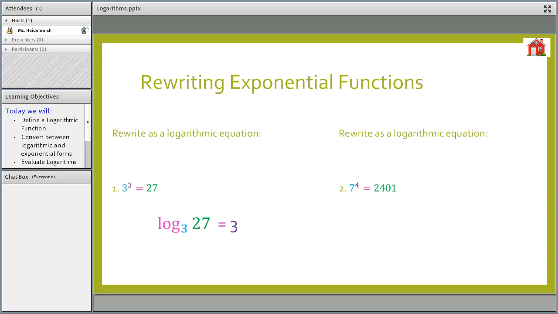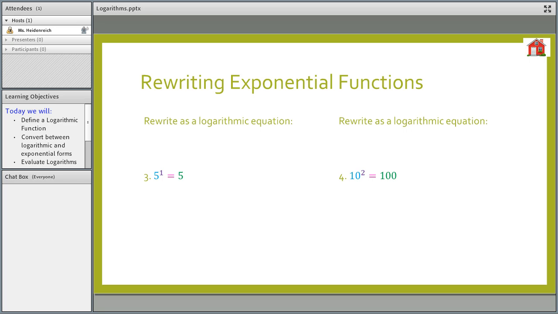So for the second one, it's going to be a log base 7. The answer of 2,401 goes inside the log, and our exponent goes over on the right side. And it's true that 7 to the 4th equals 2,401.